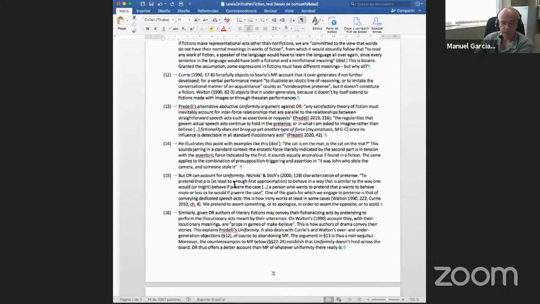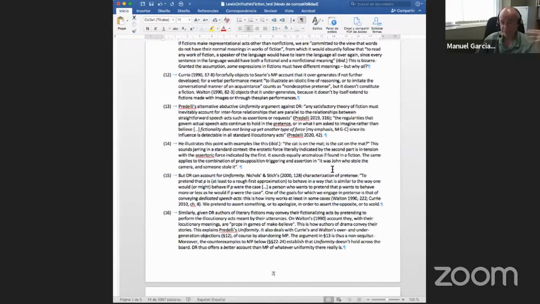In the first place, the dedicated representation account can account for the uniformity that we find in fiction and non-fiction. So let us say with Nichols and Stich that pretense can be characterized as follows: to pretend that P is roughly to behave in a way that is similar to the way one would or might behave if P were the case. So a person who wants to pretend that P wants to behave more or less as he would if P were the case.